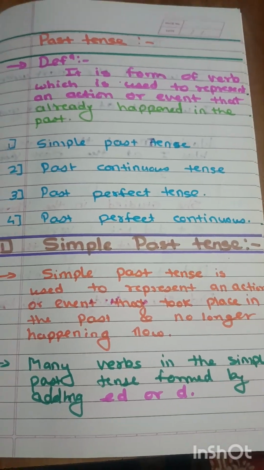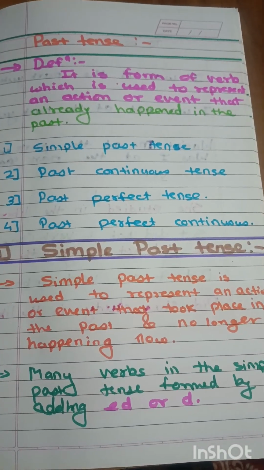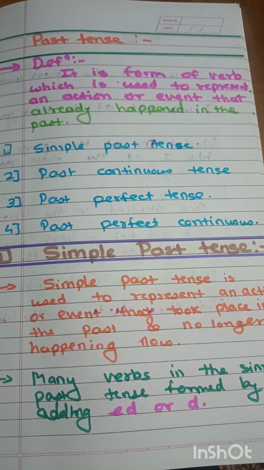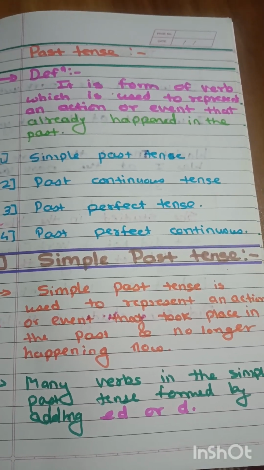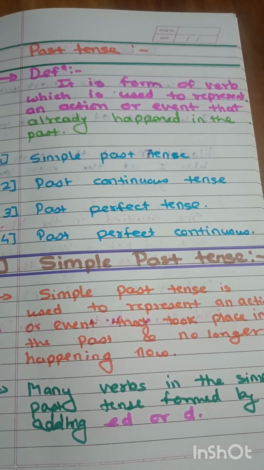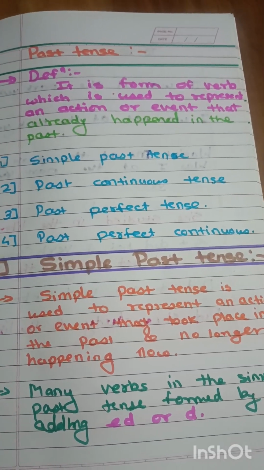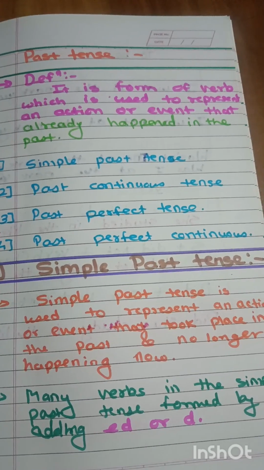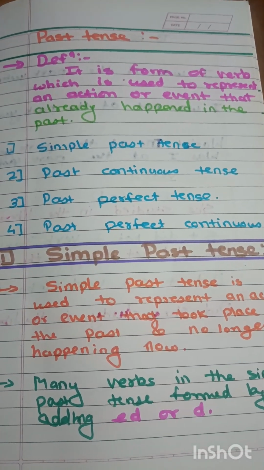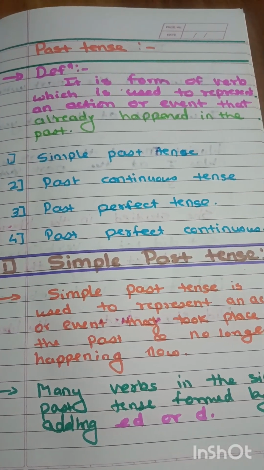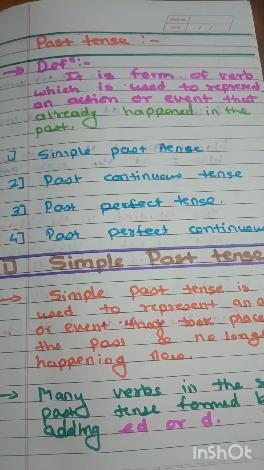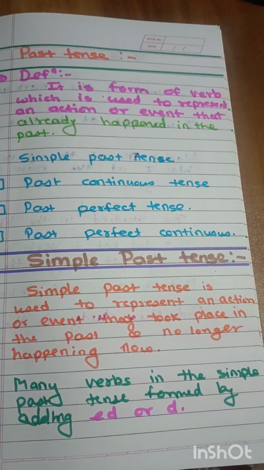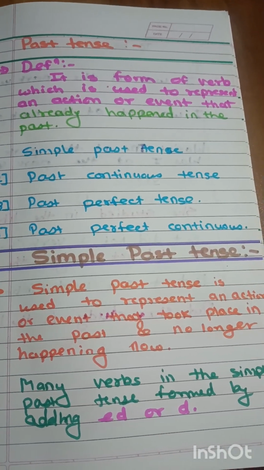So first one here is simple past tense. In the simple past tense, it is used to represent an action or event that took place in the past and is no longer happening now. So it is over, it's done in the past only, and it's not continuing till now. So simple past tense is simple as it says, it happened in the past. Okay. Many verbs in the simple past tense are formed by adding ed or d at the end.